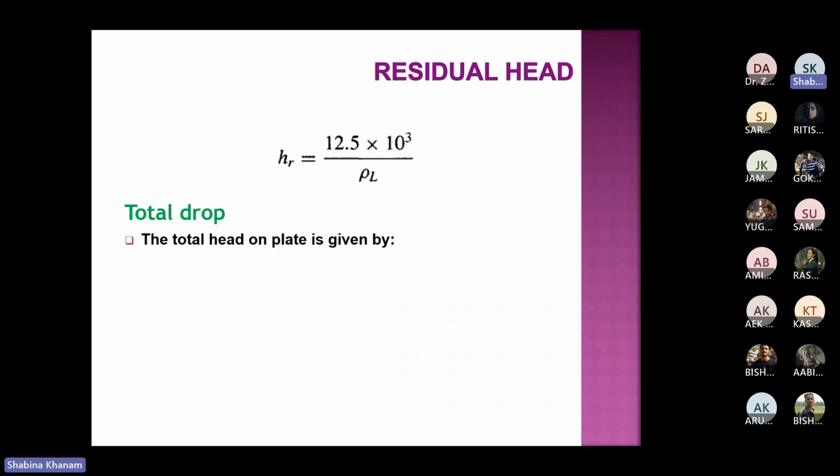Once I have the HR, we can find out the total head over the plate, which we represent by HT, which is equal to HD plus HW plus HOW plus HR. Based on that, we can calculate the pressure drop, which we have already seen, rho g HT. But all these values are in mm. Please keep in mind.